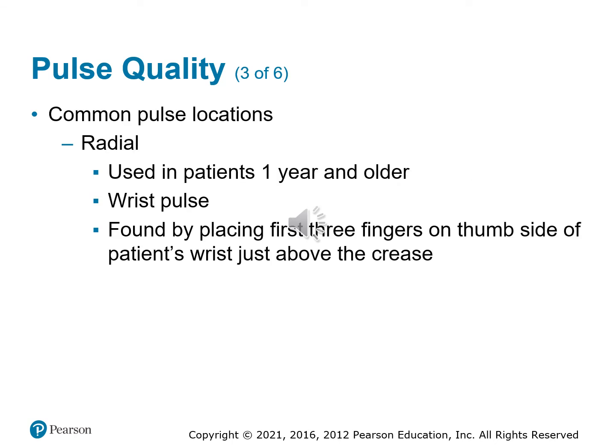All right, so back to these pulse locations. The radial pulse is going to be the most common place that you're going to reach for checking a pulse, and it's really going to be for any of those patients that are a year or older. When you get younger than a year, the anatomy is just so small and fragile that it's really hard to feel a radial pulse on an infant that small. You'll move to the brachial pulse, which we'll talk about in the next slide. So anybody that's a year or older, we're checking the radial pulse.